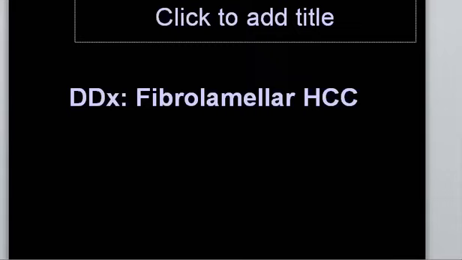Okay, so this is the fibrolamellar. Sure, in practice you will put metastasis and lymphoma and everything in the differential. But for the exam, it is very important to put this.